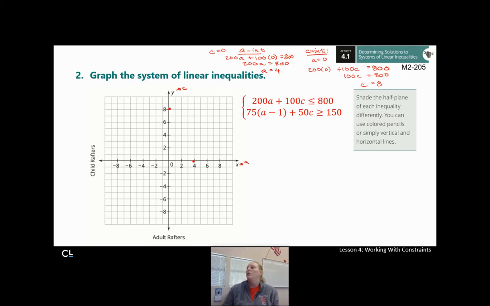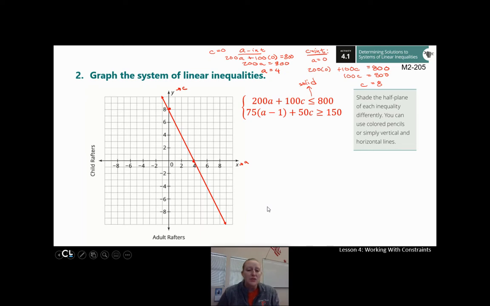Now, please remember when you connect the dots to make sure you pay attention to whether your boundary line is dashed or solid. I see a squashed equal sign, so I'm like, hey, it's solid. Solid as a rock. So I pop that in there.